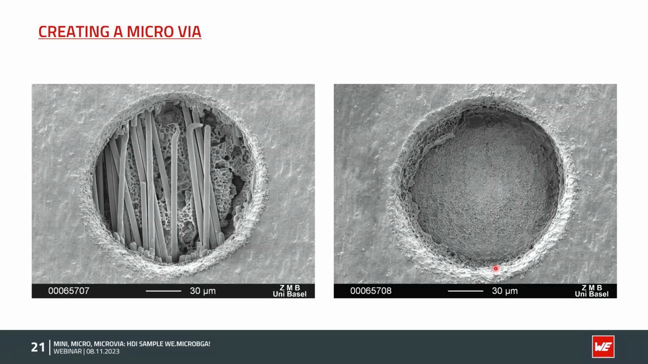Here are some close-ups from this process. So first step, opening the copper. Second step is to remove the glass fibers and the resin, and then the microvia is formed, ready for plating.